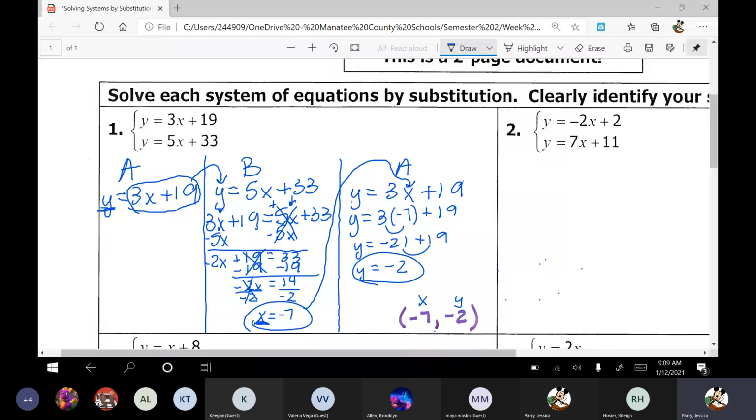You can double check your answer here. Bottom right, it says x is negative 7. We already checked that. And now it says y equals negative 2. Down here, that means our answer is correct. The negative 7 comma negative 2, you did your work correct.